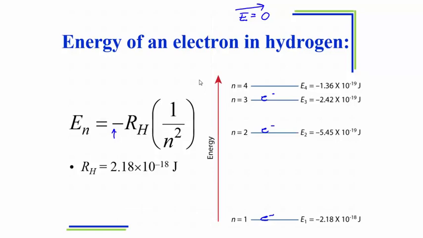So anytime the energy is a positive value for an electron, that means it's not associated with an atom. Anytime it's a negative value, it's associated with the atom, and as it gets closer and closer to the nucleus, it has a smaller and smaller energy.